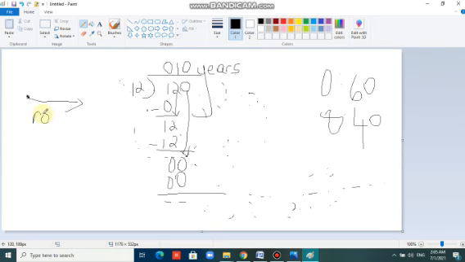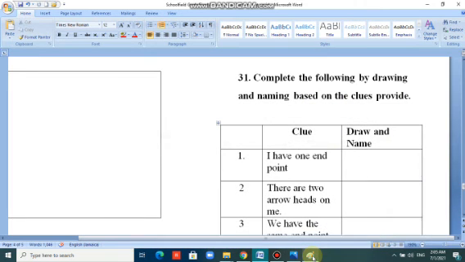I heard somebody say ray, sir, ray. Yes, it's a ray. It's a ray. Good.